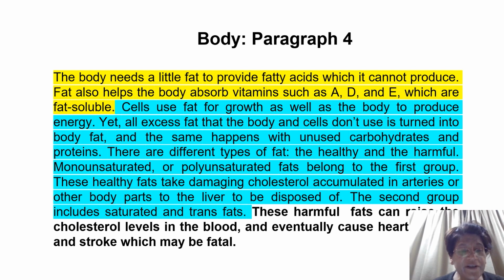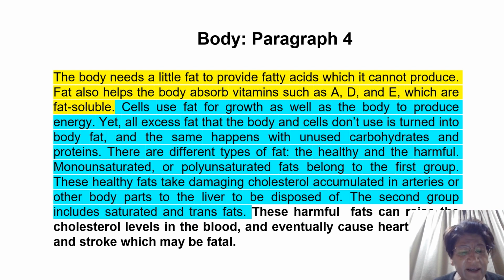Paragraph 4 introduces the relevance of fat in the body, since it aids the absorption of vitamins and provides fatty acids the body does not produce. However, it emphasizes that the body only needs a little fat and what happens to the excess of fat in the body. The paragraph adds more information about healthy and unhealthy fats and how the last ones accumulate in organs and arteries. All these sentences are the supporting sentences.